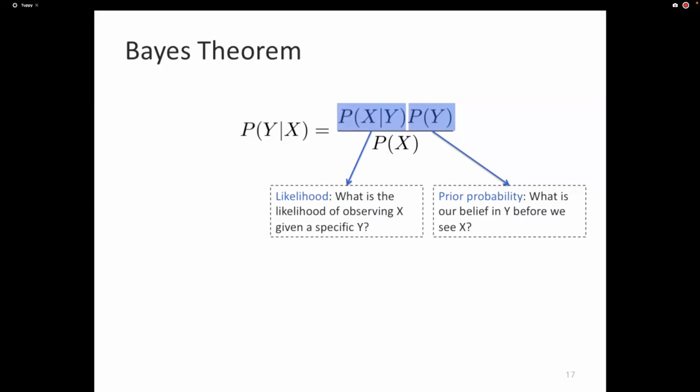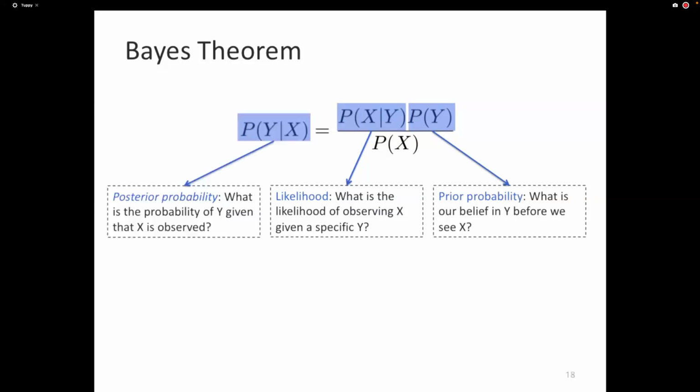The middle term is called the likelihood. Had you chosen a particular value of Y, what's the probability that this particular X that we are currently observing would be the one that we see? So it's called the likelihood term. What's the likelihood of observing a certain X given that Y took a certain value? And the left-hand side is called the posterior probability. What's the probability of Y given that you've seen X?